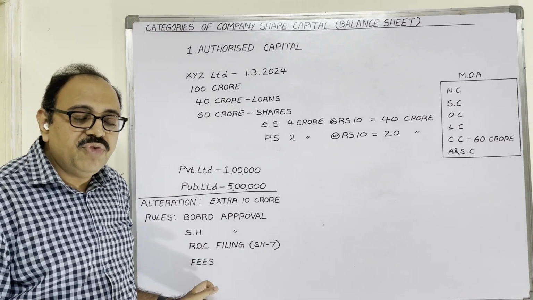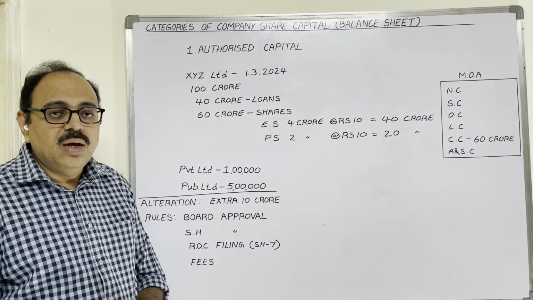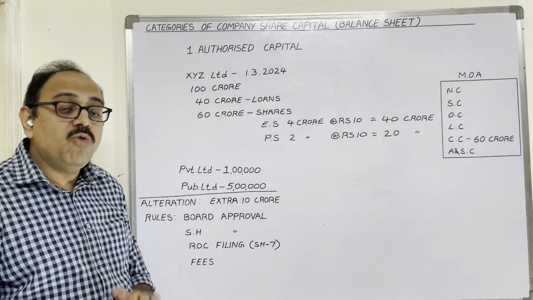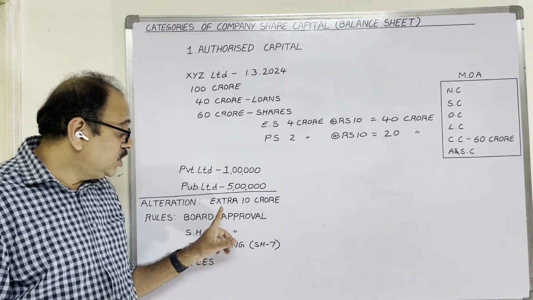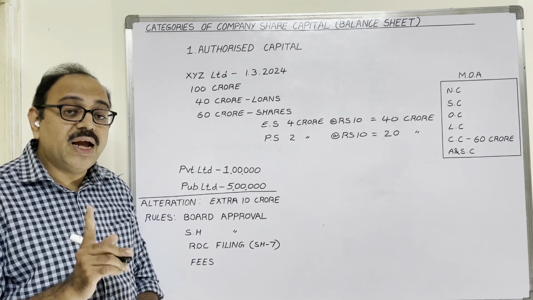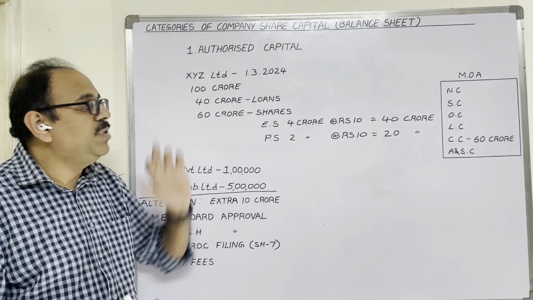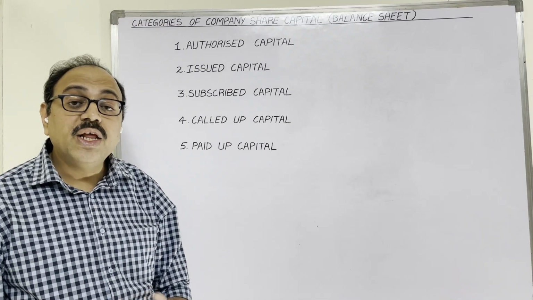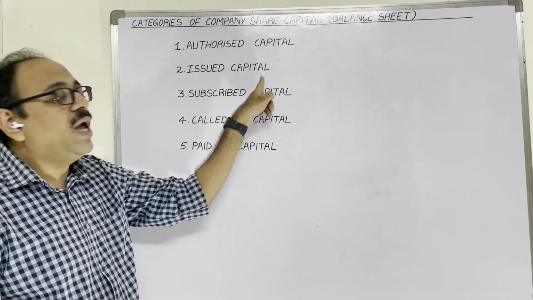So these government fees include stamp duty and the fees paid to the Registrar of Companies. How much fees do they have to pay? It depends on the amount of authorized capital. So this is all about the first category of capital, authorized capital. Now come to the second category of capital. The second category of capital is issued capital.